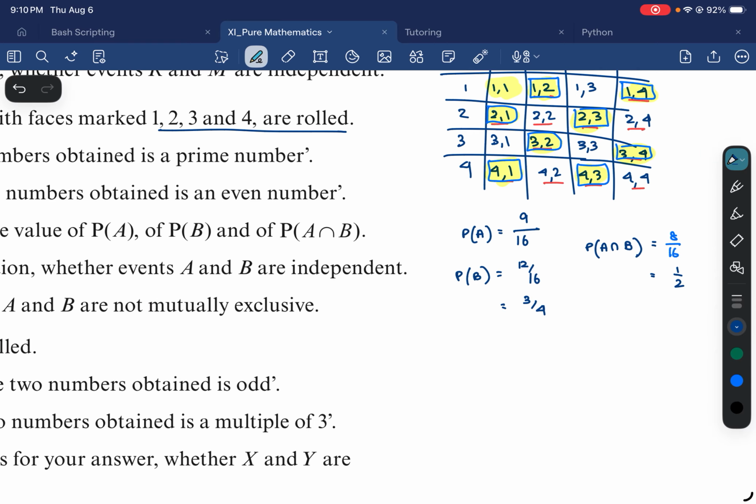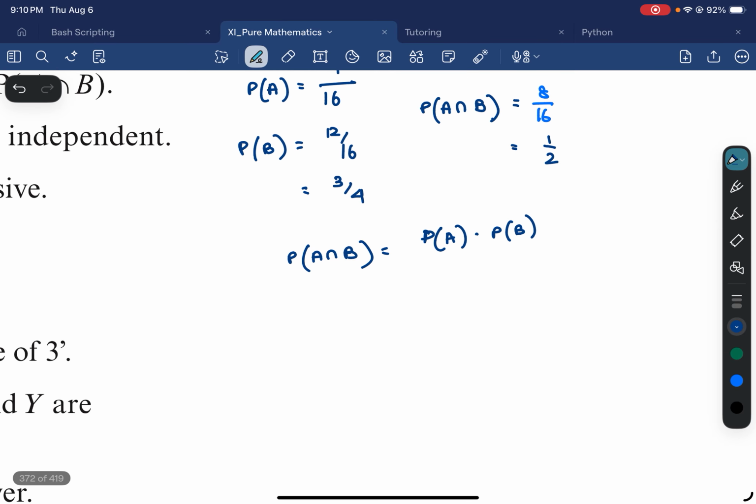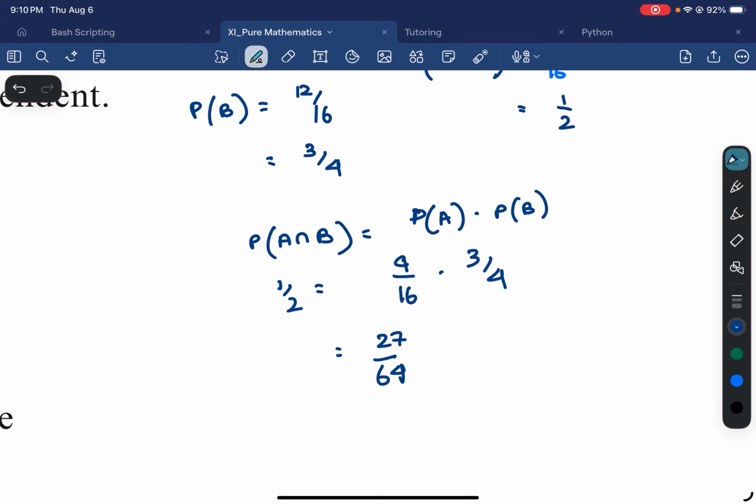Determine with justification whether events A and B are independent. For independence, we just check this: is P(A intersect B) equal to P(A) times P(B)? All right. So P(A intersect B), that is half, should equal what? P(A) is 9 over 16 times 3 over 4. So 9 3s are 27 over 64. They are not equal. So not independent.